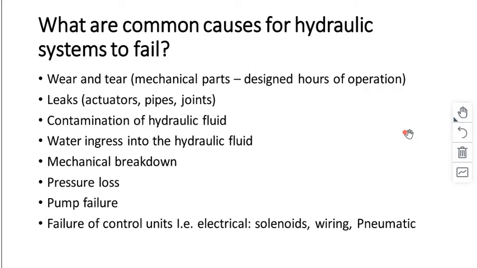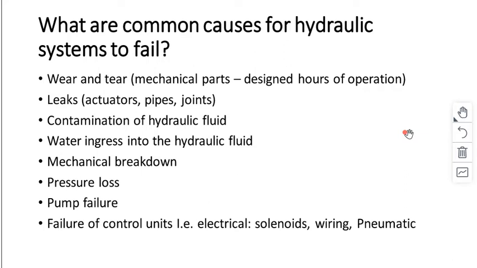Okay, we've got mechanical breakdown, which is another problem. Yeah. Again, can be down to contamination, can be down to just normal wear and tear. We've got pressure loss as well, which tends to be down to the pump or a leak somewhere in the system. Pump failure, normally we've got a secondary pump in good hydraulic systems to kick in if the first pump, the main pump, goes down, so we can maintain pressure within the system at all times. And then failure of control units.